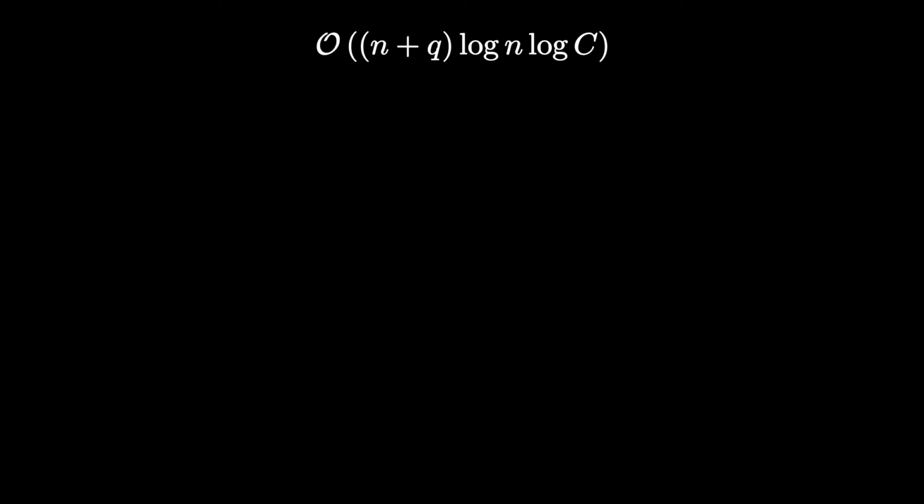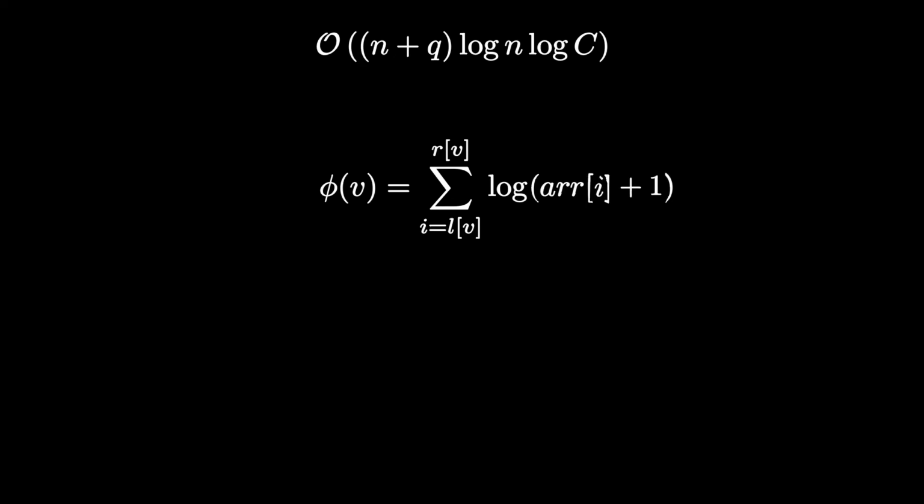Let's define the potential of the vertex of the segment tree as the sum of the logarithms of all the elements on the segment that this vertex corresponds to. Since the numbers can be equal to 0, for complete formality, let's take not the sum of the logarithms of the numbers, but the sum of the logarithms of the numbers increased by 1. Now, let's define the potential of the entire tree as the sum of the potential of all the vertices.